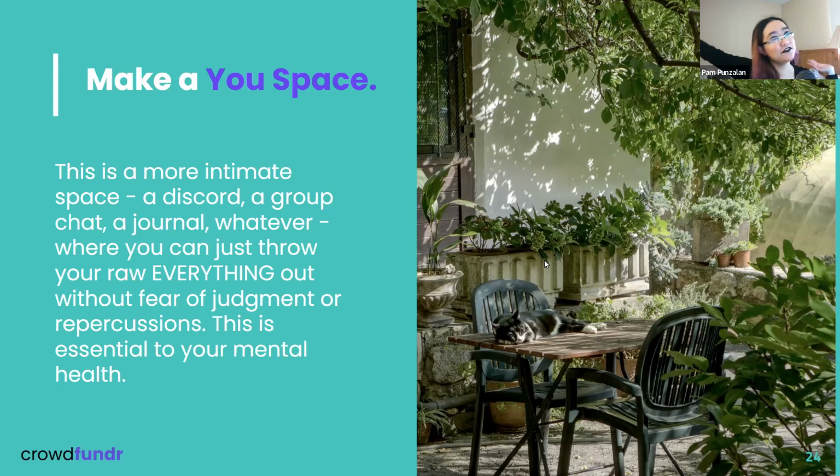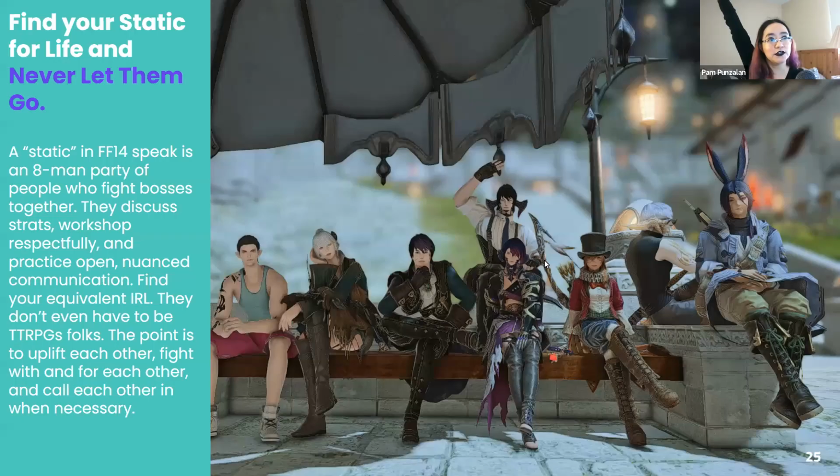And last, yay, here's the FF14 analogy. This is a picture of my wonderful free company people. I'm going to explain what I mean here. Find your static for life and never let them go. Now, in the critically acclaimed MMORPG, a static is FF14 speak for an 8-man party of people who fight bosses together. They discuss strategy, workshop respectfully, and practice open, nuanced conversations and communication.